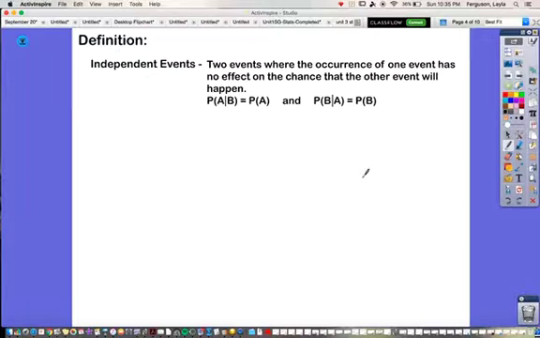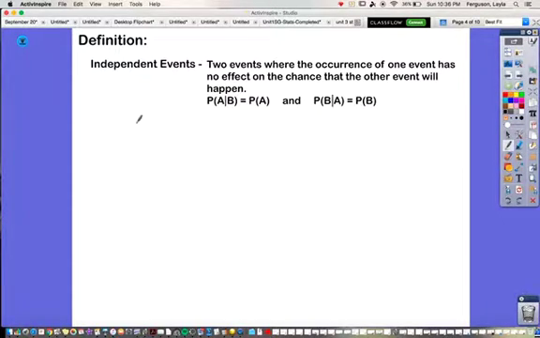The next thing we're going to talk about is independent events. Two events where the occurrence of one event has no effect on the chance of the other event that will happen, those are independent events. So, for example, if we were testing independence, we could use the probability of A given B equals probability of A, and the probability of B given A equals the probability of B. So this is the rule that we would need to check to see if two events were independent.